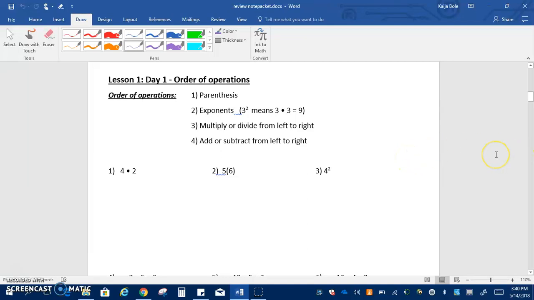Alrighty, so here we are on Lesson 1, Day 1, Order of Operations. So you should be on the very first page of your note packet. So at the top here, they list out the order of operations for us just so we remember. And most of you remember this maybe as PEMDAS, which you can write at the top if that helps you. So we know it's parentheses, then exponents, then you multiply or divide from left to right.